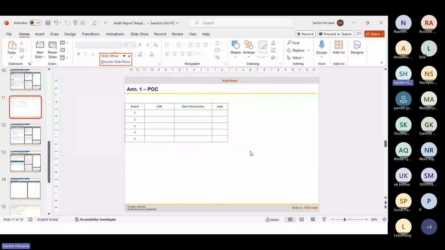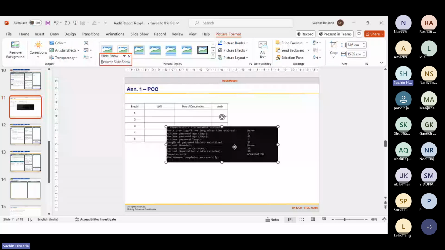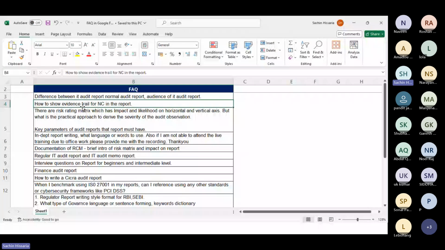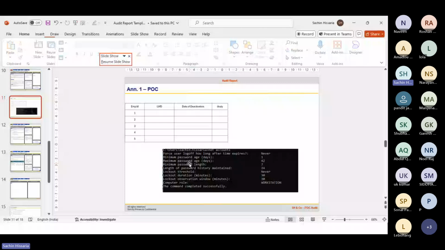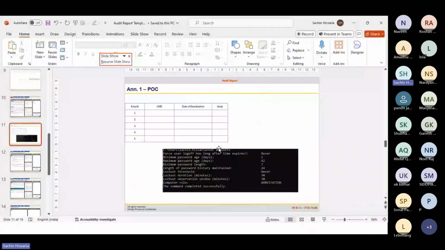Somebody has asked how to show the evidence trail for NC in the report. This is how we show it. We write "refer annexure 1 for the detail," and in annexure 1 you can put those snippets. So this is how you will show your evidences in the audit report.